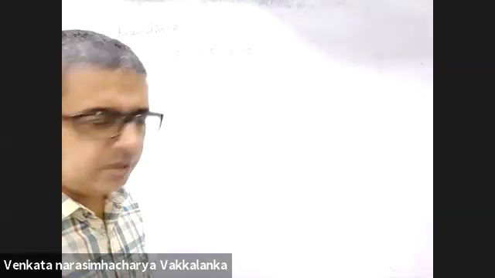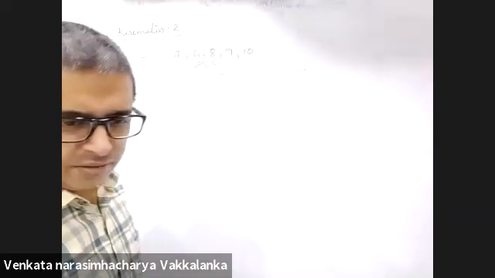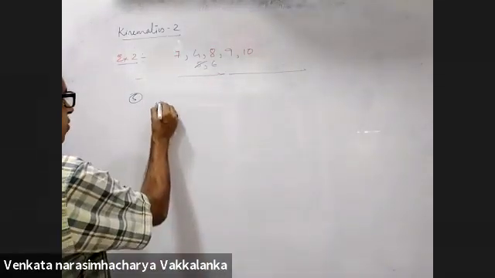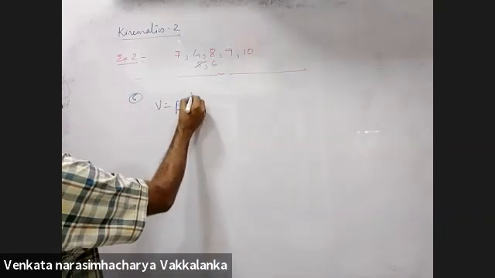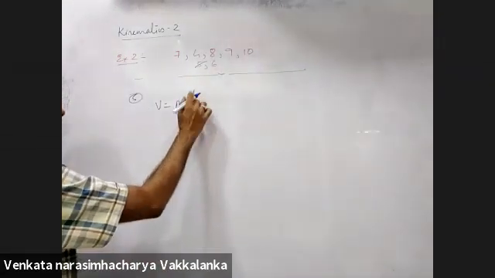Velocity v of the moving particle, the fifth one. Oh no, somebody said fourth. Okay, let me finish the fifth. V is given as beta x to the power half. Am I right? Beta x to the power 1 by 2.